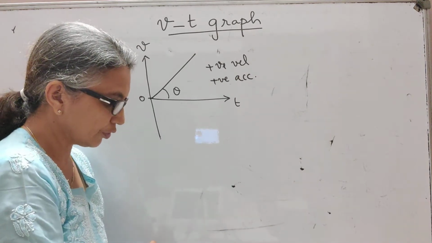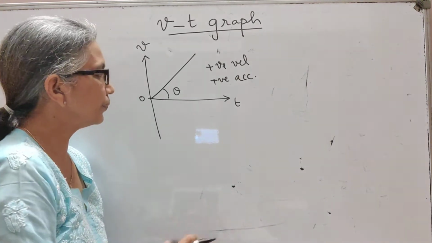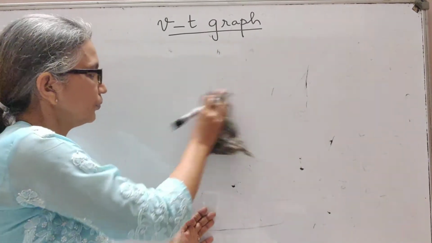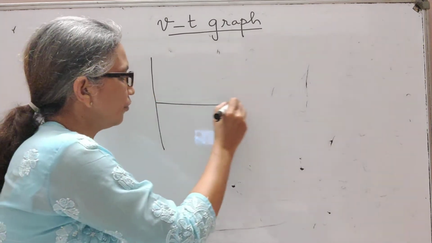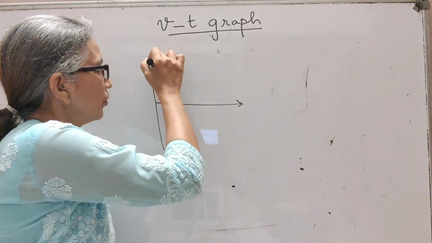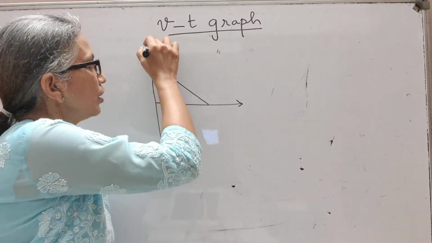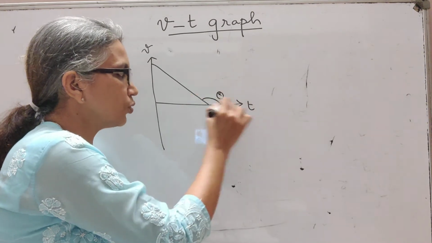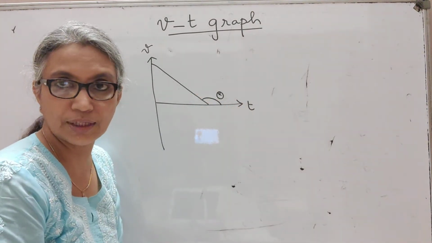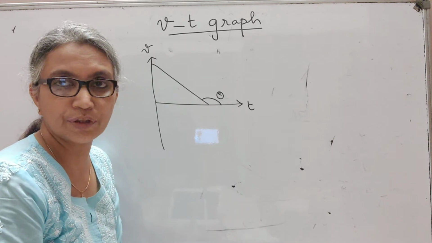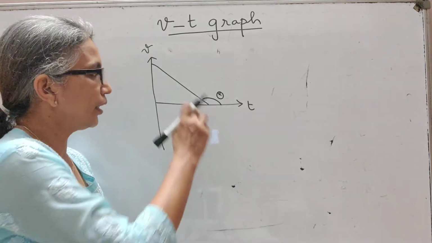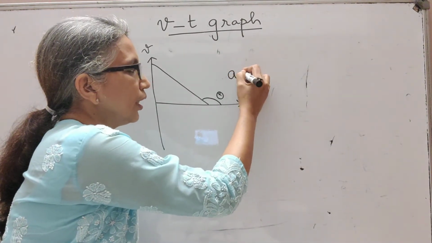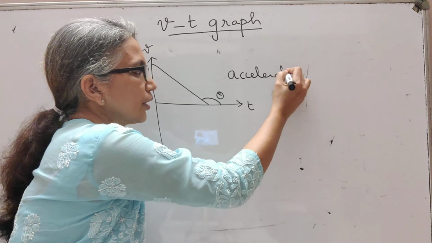Then the second graph that is given to you in your textbook is this one. We have what we discussed just now, a VT graph, right? Because theta, that the line makes with the x-axis, is an obtuse angle. I told you tan theta of an obtuse angle will be negative, and the slope of a VT graph gives you acceleration. So we know that the acceleration is negative in this case.